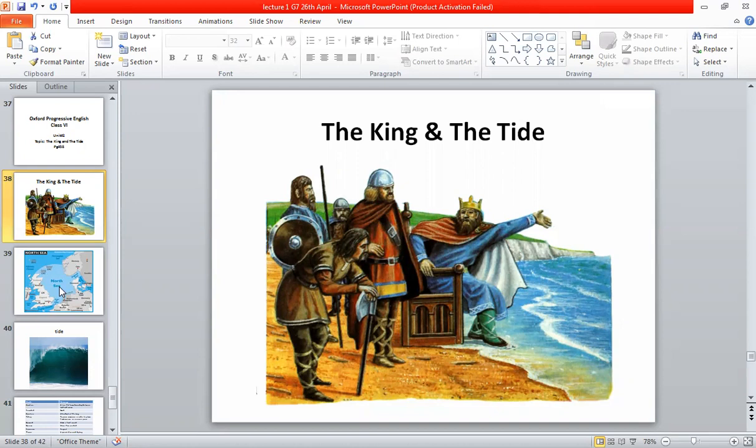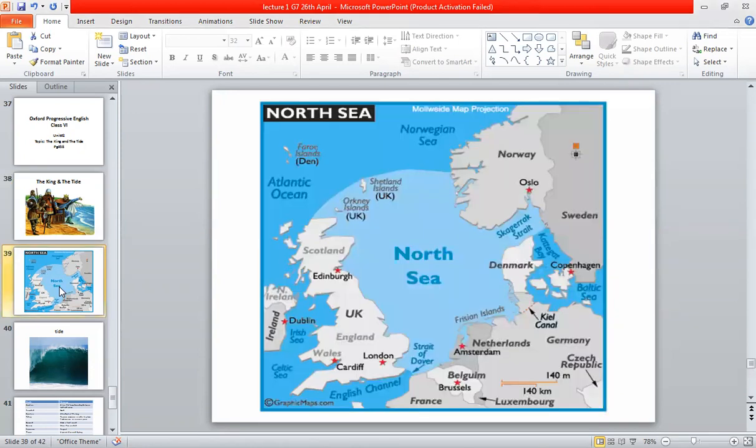Maharaj, wait. I have to show you a slide. Look at this slide. This is the North Sea. On one side of the North Sea there is Denmark, and on the other side is England. That's why it is said that on either side there was the North Sea. As you can see in this map, on one side there is Denmark, on the other side there is England. Continue.